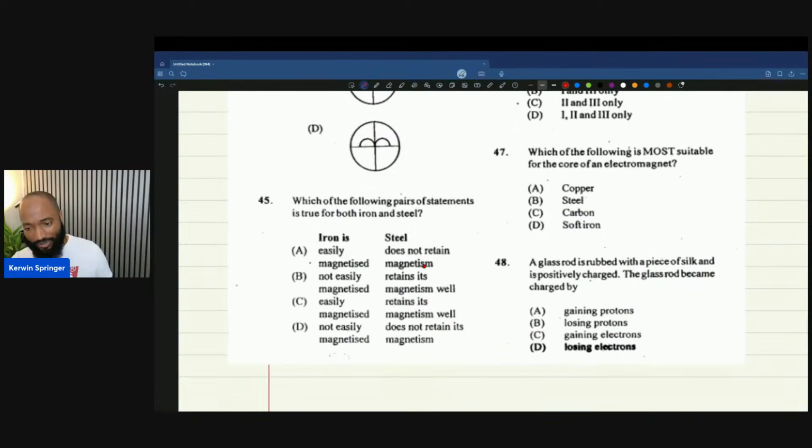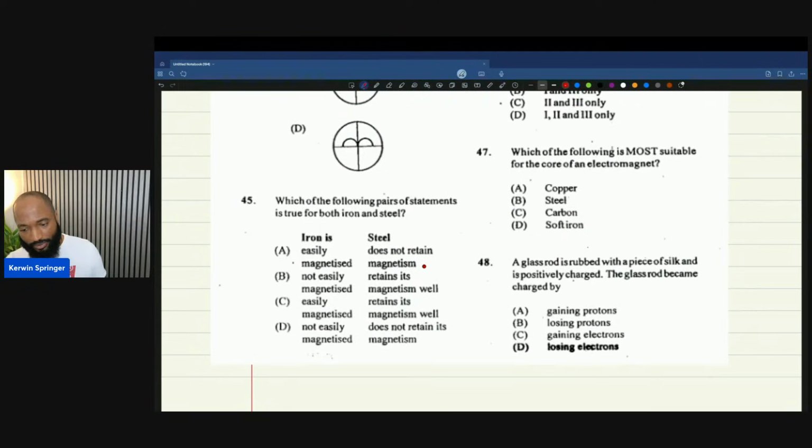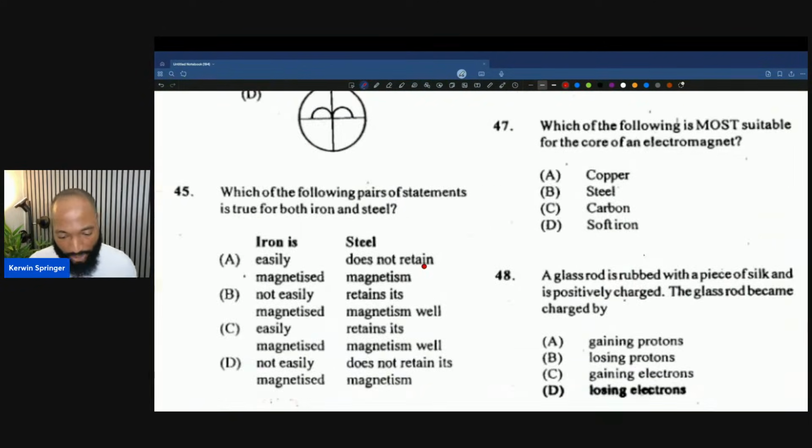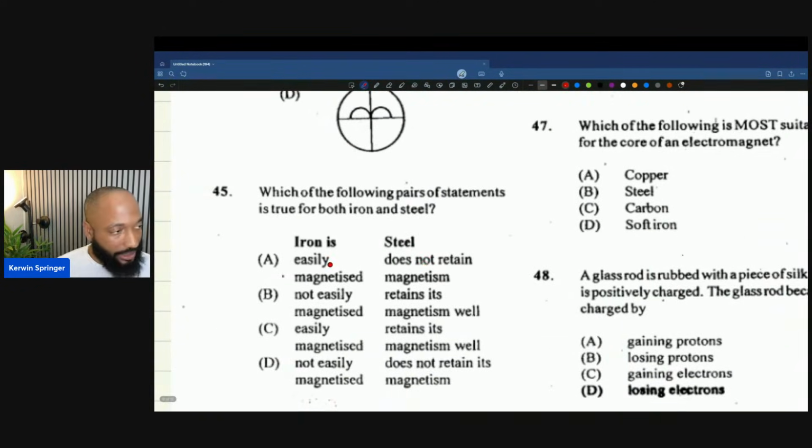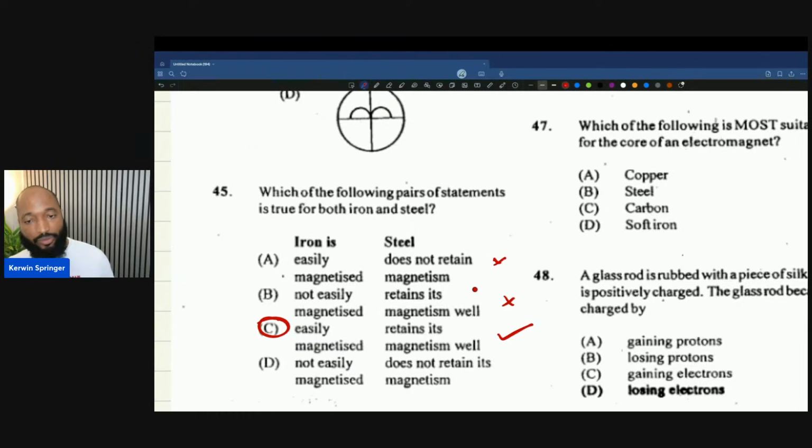We're coming down to the end, and the physics is a vibe. Yeah. So which of the following pairs of statements is true for both iron and steel? Iron, easily magnetized. Steel does not retain magnetism. Both have to be true, so not true. Not true. Easily magnetized, retains magnetism. Well, C is good. Not easily magnetized. All right, C. C is the way forward in this life.